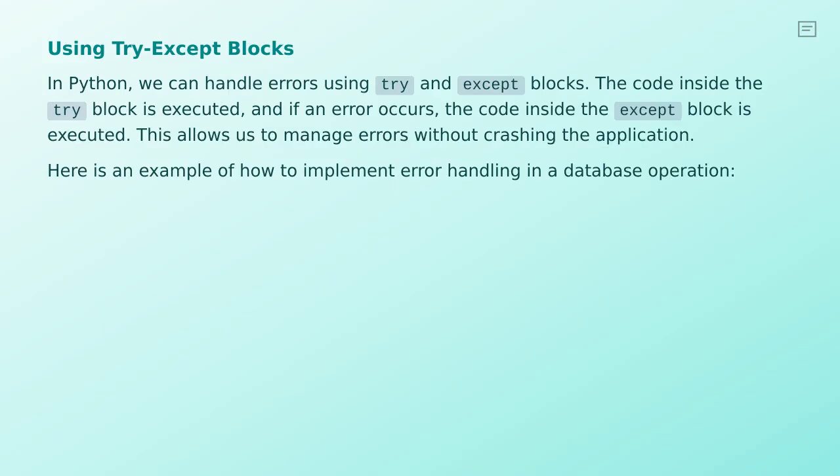Using try-except blocks, let's dig in. In Python, we can handle errors using try and except blocks. The code inside the try block is executed, and if an error occurs, the code inside the except block is executed. This allows us to manage errors without crashing the application.